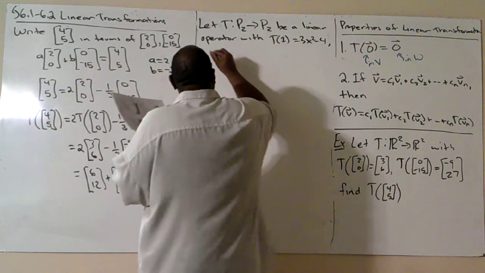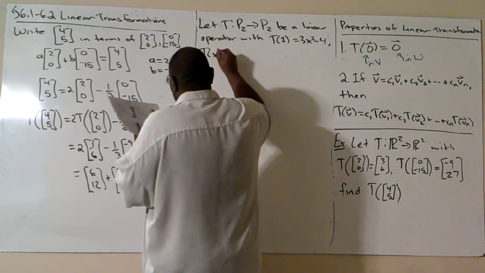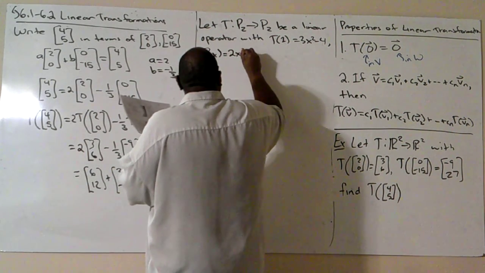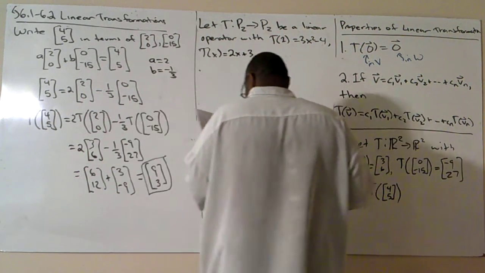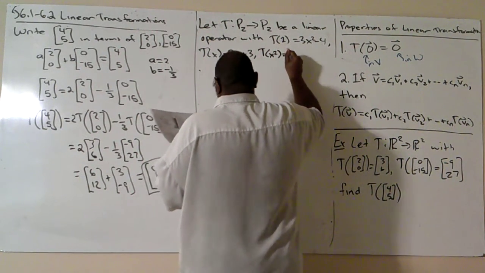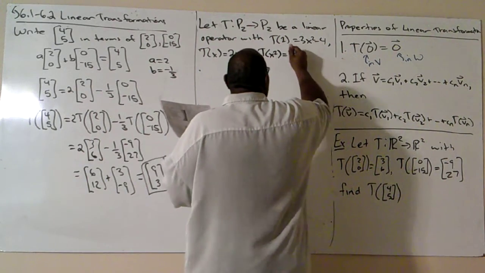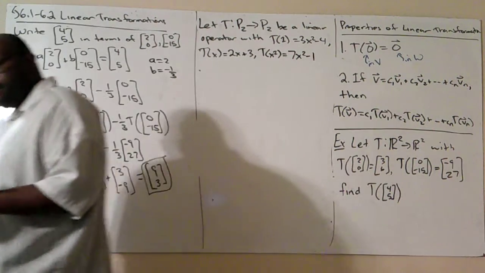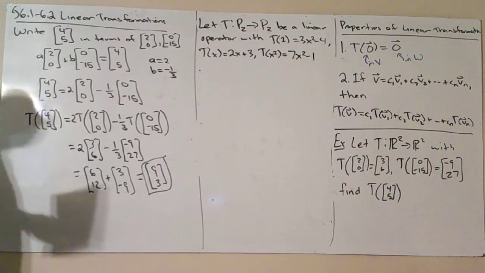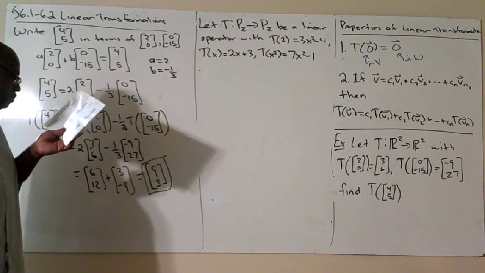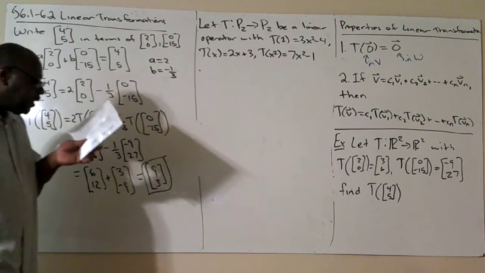T of x is equal to 2x plus 3. And T of x squared is equal to 7x squared minus 1. And I want to find the image of 2x squared plus 4x minus 3 under T.